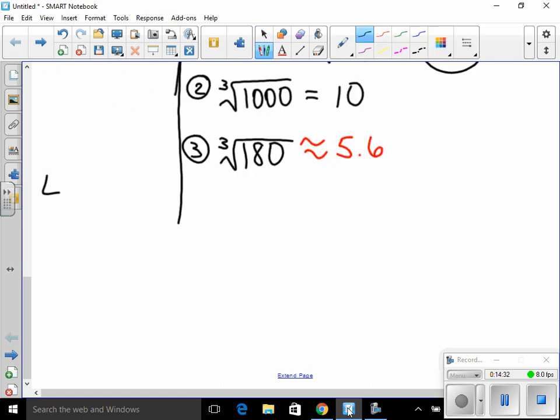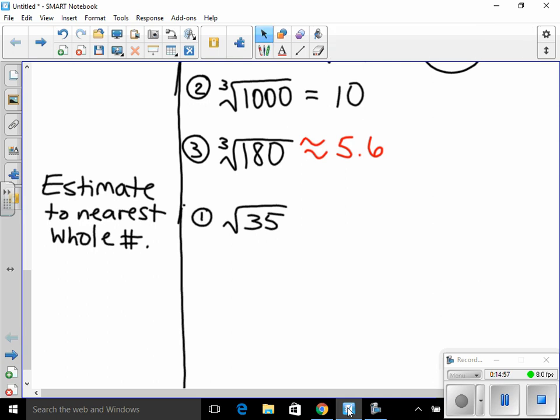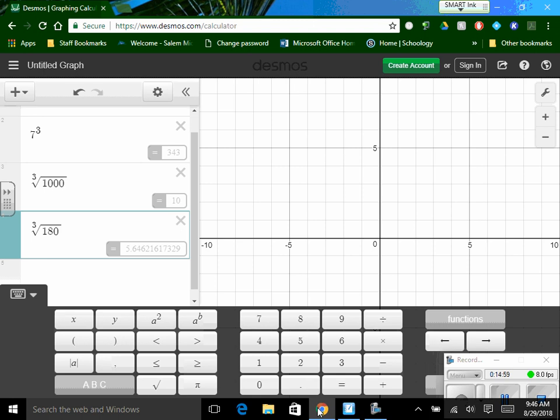Okay, and then the last section that we'll be looking at is estimating, which means you're not going to give an exact answer. You're going to be rounding. So this puts your rounding skills into place. And you're estimating to the nearest whole number. All right, so with this one, I've got 2 examples to show you. The first one is going to be the square root of 35. And we know 35 is not a perfect square, so we know it's going to be a decimal, right? But we don't want the decimal value. We want about what it's going to be to the nearest whole number.